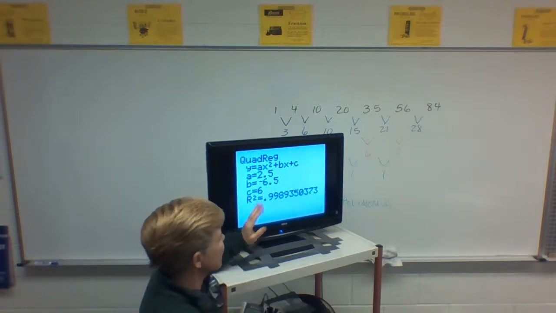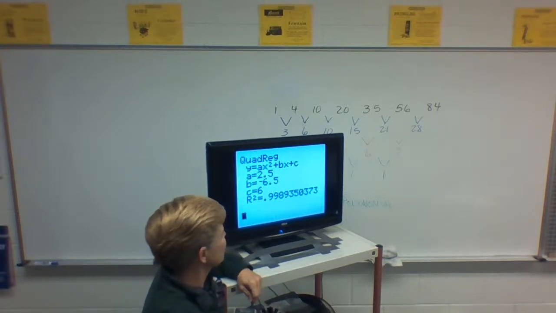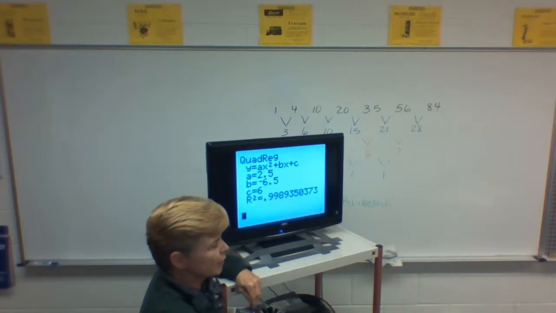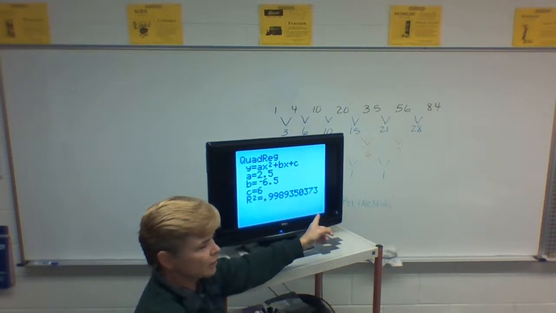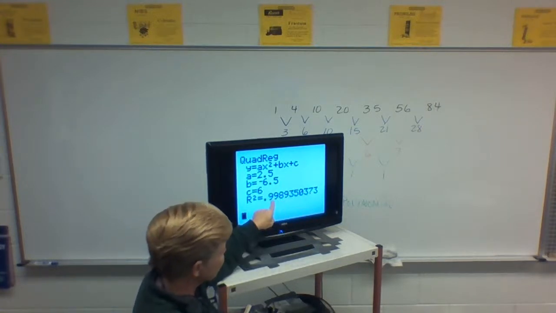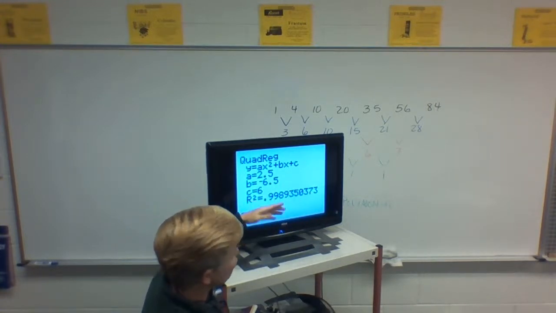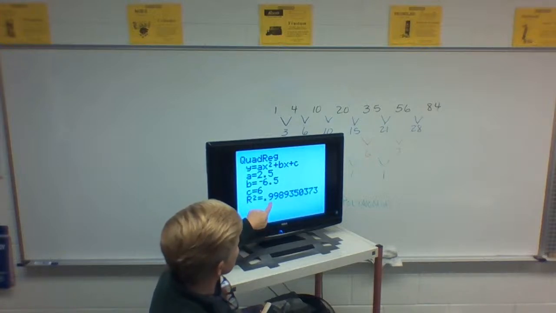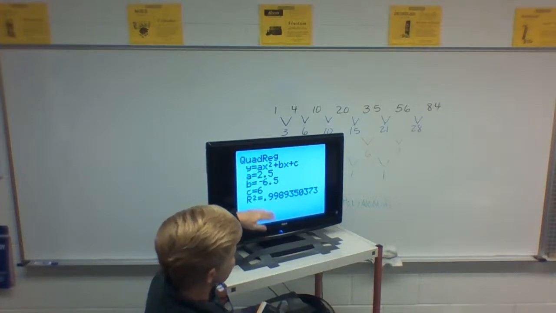I would be very, very happy with this. If I was a statistician, I would be very, very happy with this, but that's not what we're doing. This thing told us a cubic function fits it. A quadratic function fits the points they gave us really well, because the closer to 1 you are, or -1, the better the fit is on the points.